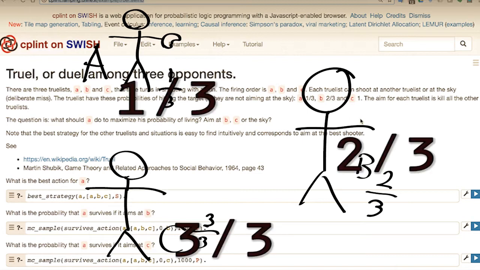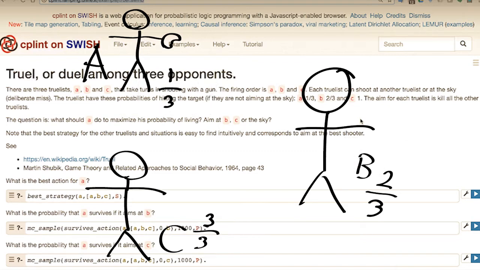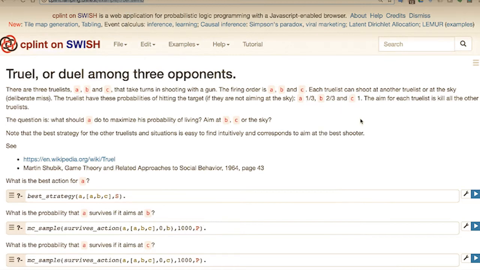The three opponents have different probabilities of hitting the target if they're not aiming at the sky. For example, A has probability 1/3 of hitting the target, B has 2/3, and C has 1. So the question is, suppose it is A's turn. What is the action that A should take to maximize his probability of living? Aim at B, at C, or at the sky?